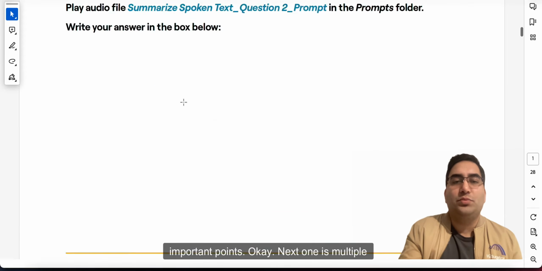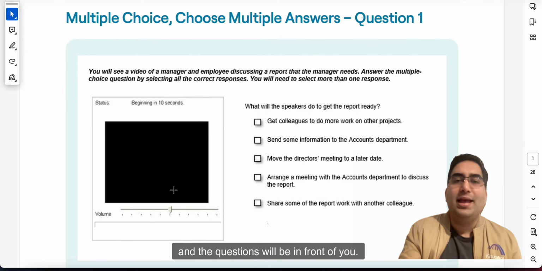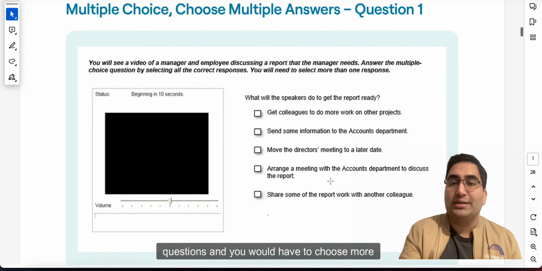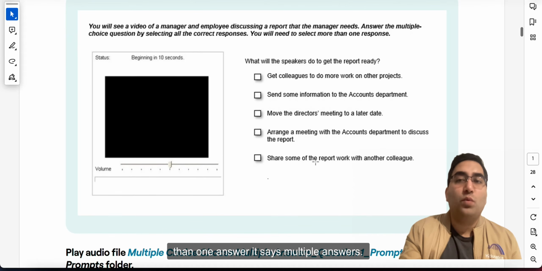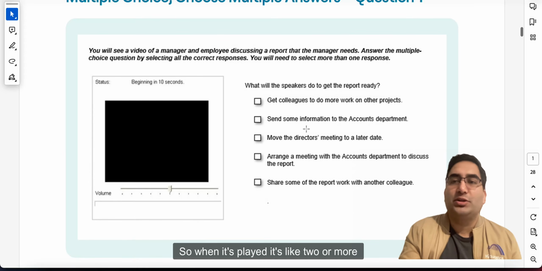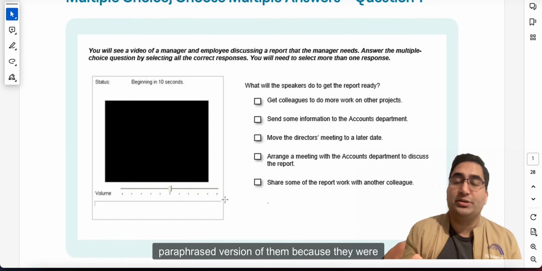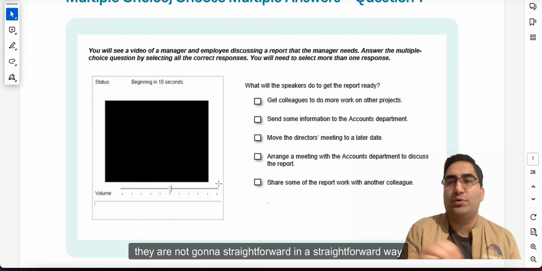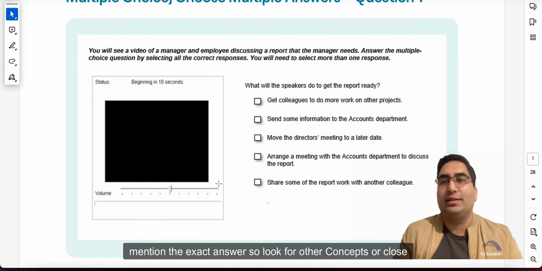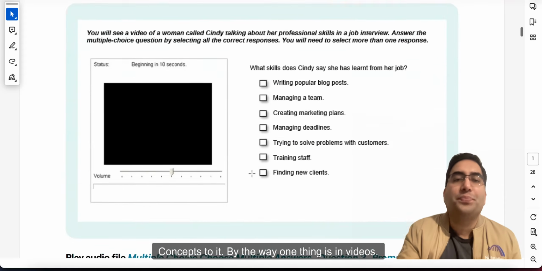Okay, next one is multiple choice, multiple answers. A video will be played and the questions will be in front of you. So while it's being played, look at the questions and you would have to choose more than one answer. It says multiple answers. So when it's played, you select 2 or more answers. You would look at the keywords or the paraphrased versions of them, because they are not going to in a straightforward way mention the exact answer. So look for the concepts or close concepts to it.